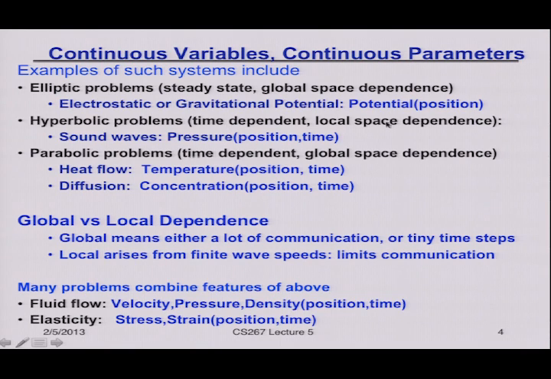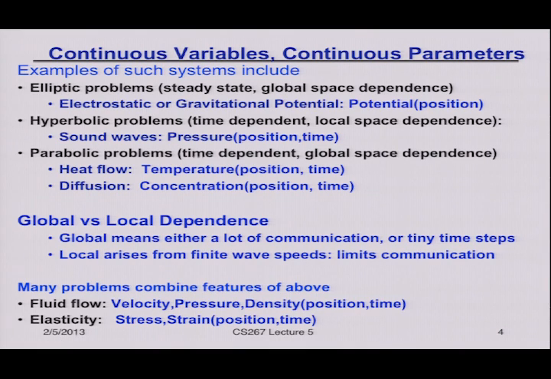And there, things can't move faster than the speed of sound, or whatever the speed is. So you only depend on local information. So you only have local dependencies, just basically from the physics. And then the last category is parabolic problems. That's what you call heat flow and diffusion. And there, everybody depends on everybody, but it's still moving ahead in time, right?